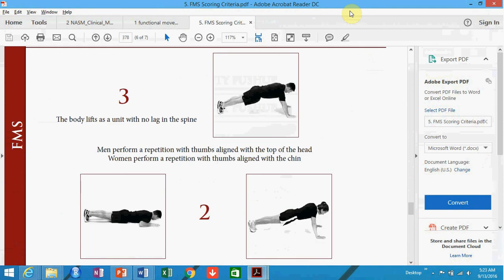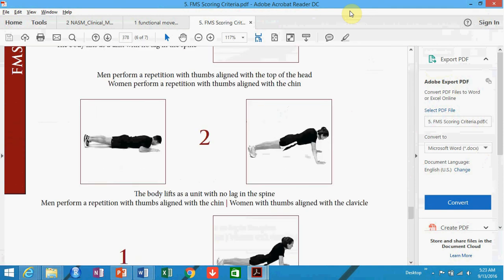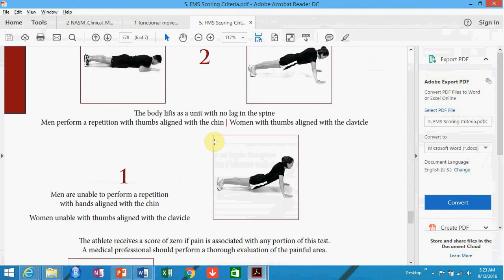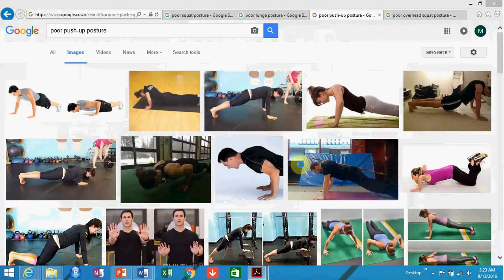Okay, so let's have a look at number 3, look at number 2, and specifically what you're looking at is the hips and the shoulder area, where the shoulders are collapsing in, or the hips. Some of us in class are number 2 and number 1. Many of us are number 1.